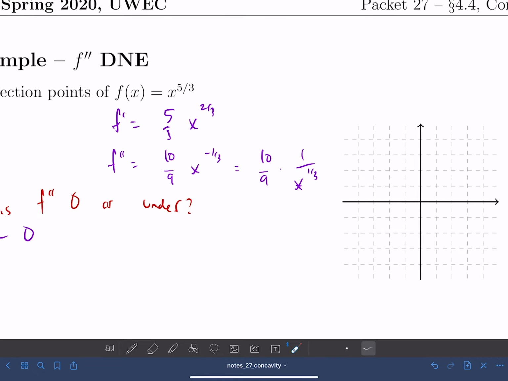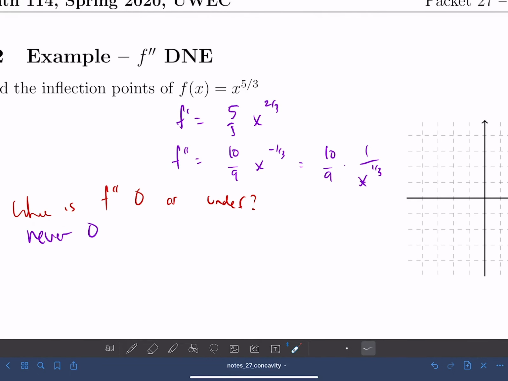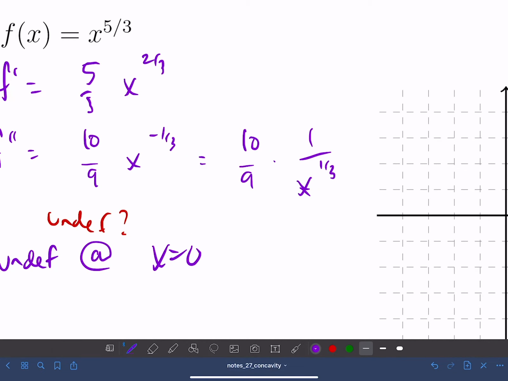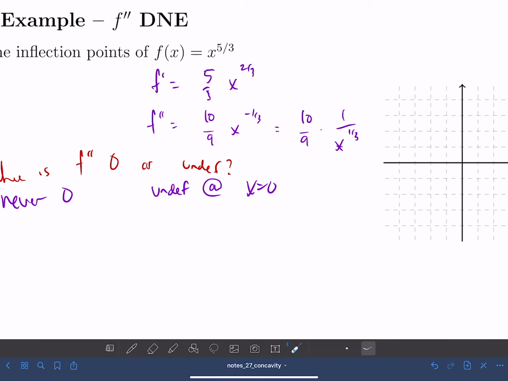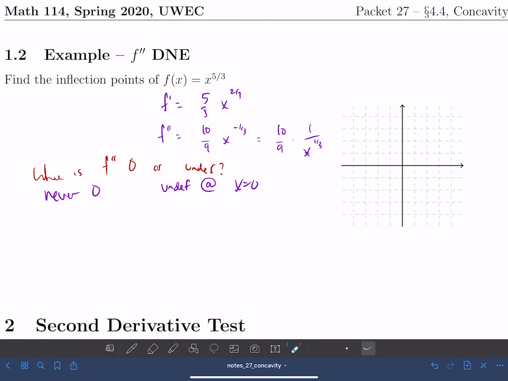So f double prime is never 0, but it is undefined. It's undefined at x equals 0, right? Because that's where in this expression, if you put in a 0 right here, then you would have 1 over 0, which would be like infinity. So undefined. All right. So we have one possible inflection point, 0. Is it an inflection point?